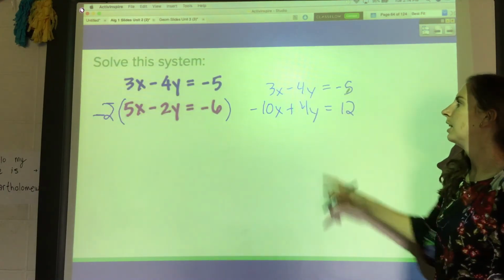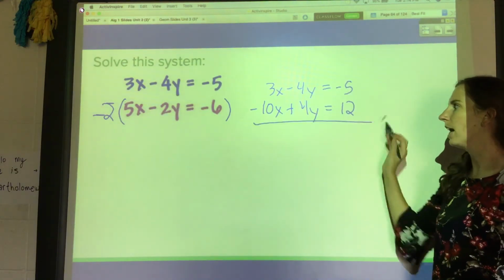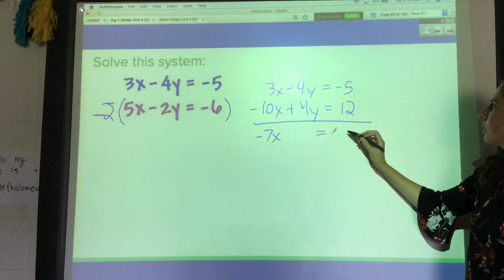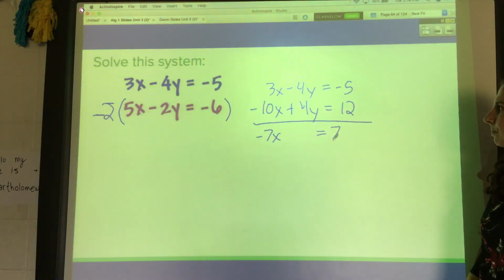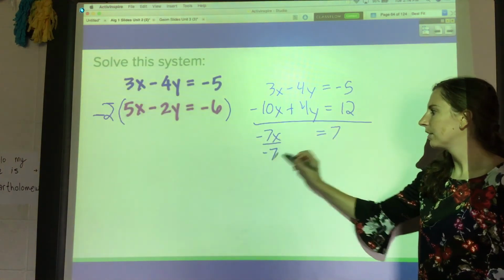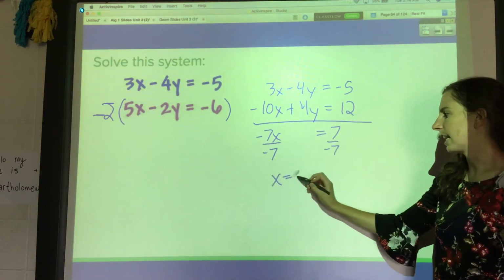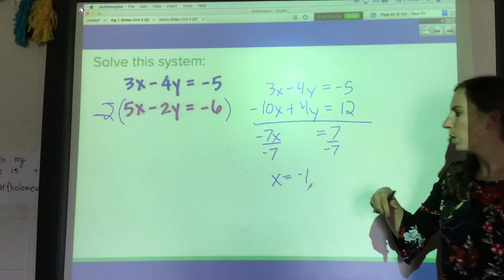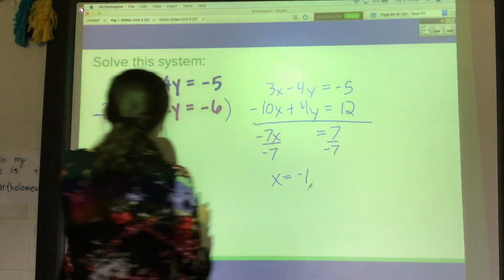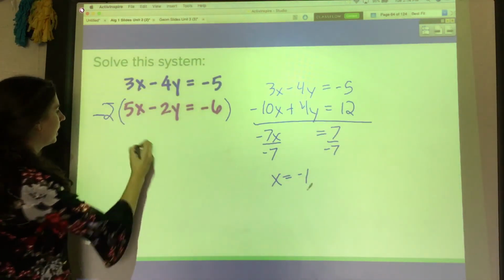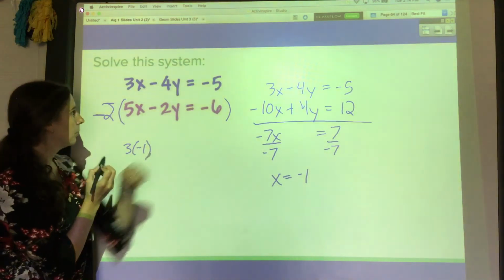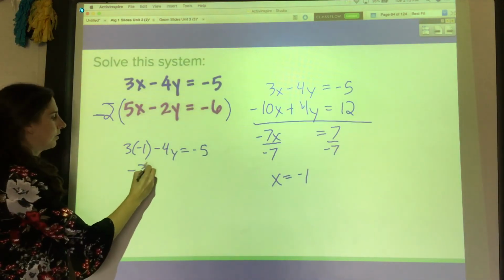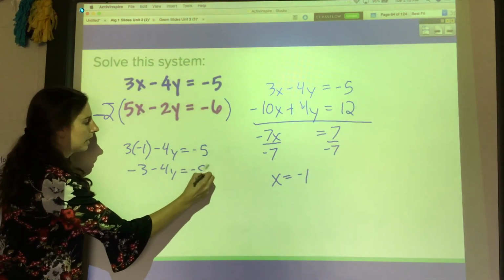And now the y's will eliminate. So add them up. This would be negative 7x, the y's are gone, equals 12 minus 5 is 7. Divide by negative 7, and x is negative 1. All right, now to solve for y, go ahead and, again, plug this into either equation. I'll just use the top one. So 3 times x, which is negative 1, minus 4y equals negative 5. So negative 3 minus 4y equals negative 5.